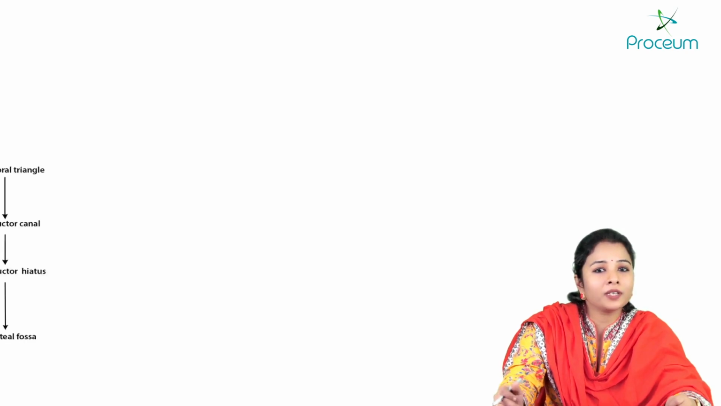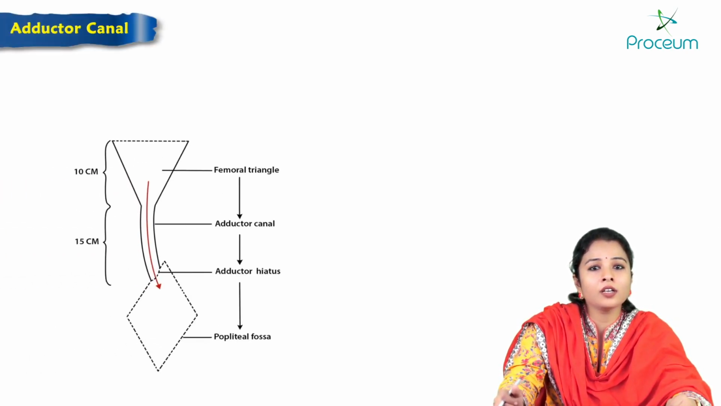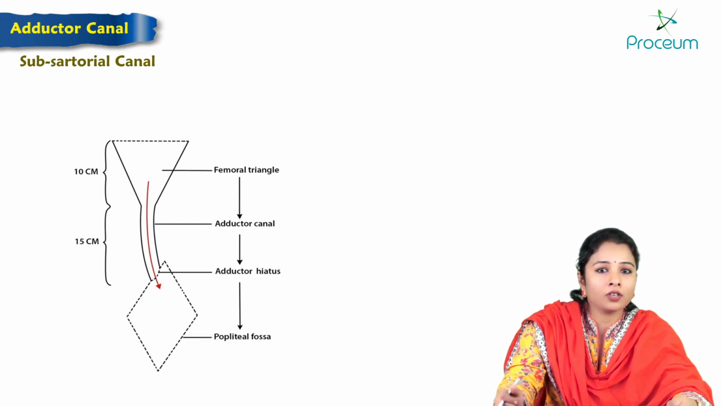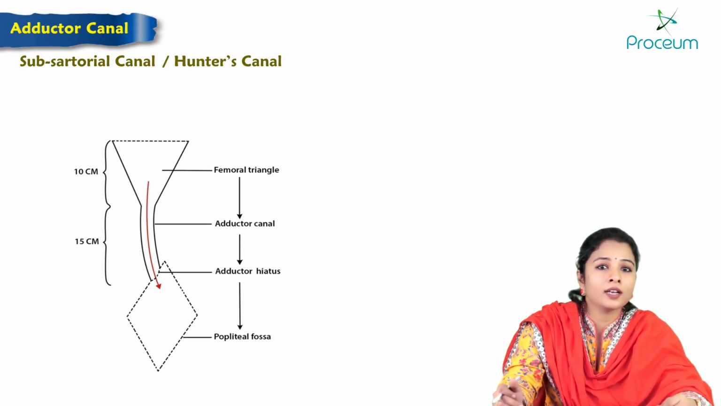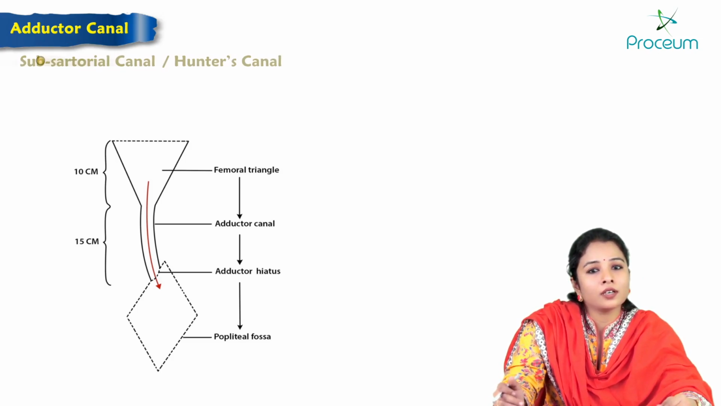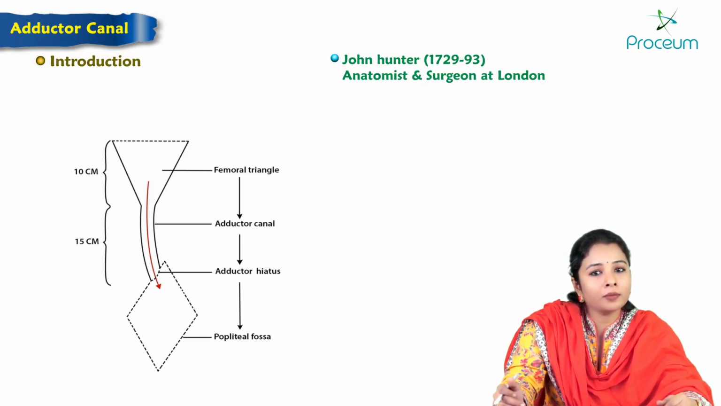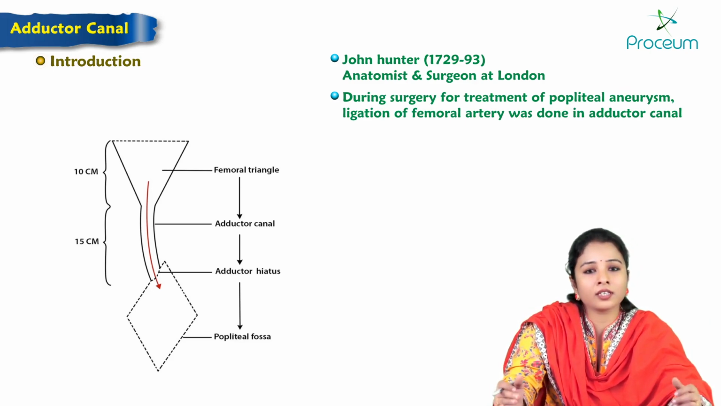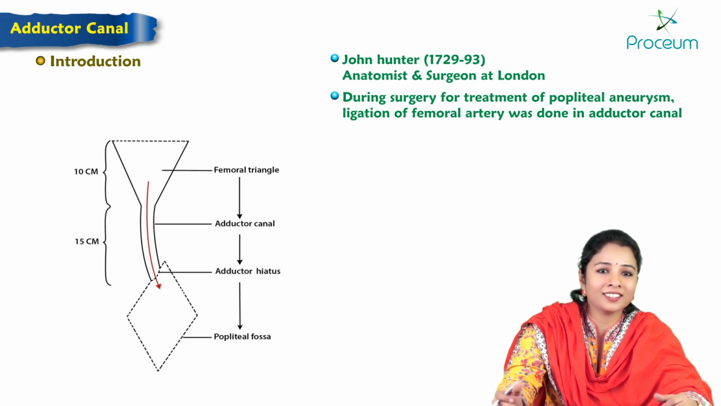So dear students, the present topic is the Adductor Canal. The Adductor Canal is otherwise called the Sub-Sartorial Canal, and it is also known as Hunter's Canal because it is named after an anatomist and surgeon in London, John Hunter. During surgery for the treatment of popliteal aneurysm, ligation of the femoral artery was done in this adductor canal. That is the reason this canal is called John Hunter's Canal.